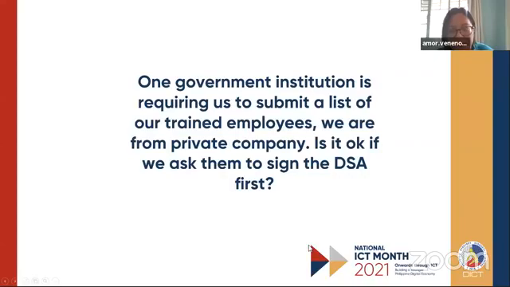Hi. Yes, it would be prudent for you to ask the government institution to sign the DSA first before giving out the information, because at least you have proof that they are aware of their responsibilities and that they agree to these responsibilities over the personal data that you would be handing out to them. So if anything happens, at least covered na kayo when you give them the personal data of your employees already.